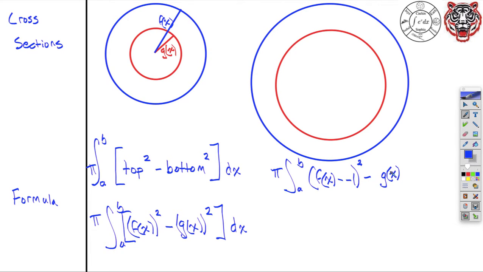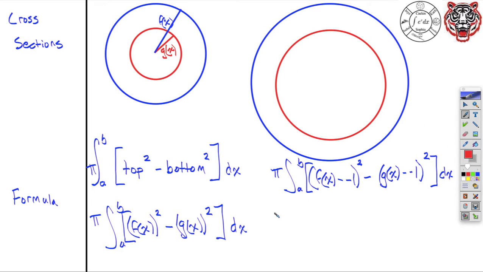And g of x also needs to be bigger. How are we going to do that? Same thing, yeah. So minus -1, and then that is our radius, so we're going to square that radius, and then all of that needs to be multiplied by our thickness, which is dx, and we have our formula. So now we just need to do our general formula, and we're done.